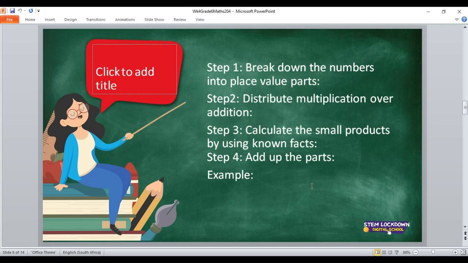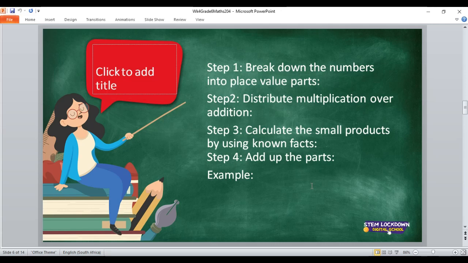Now we have a step-by-step of doing the multiplication. There's another way of doing the multiplication where you expand your values and put them into place value parts. The first step is to break down the numbers into their value parts. I'll give you the numbers just now after I've explained.